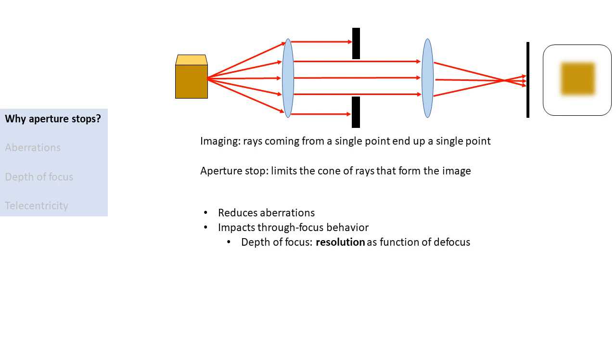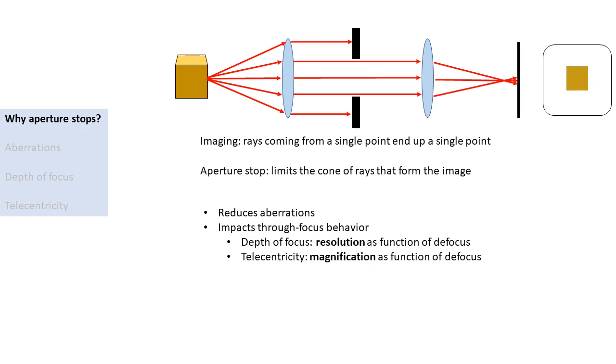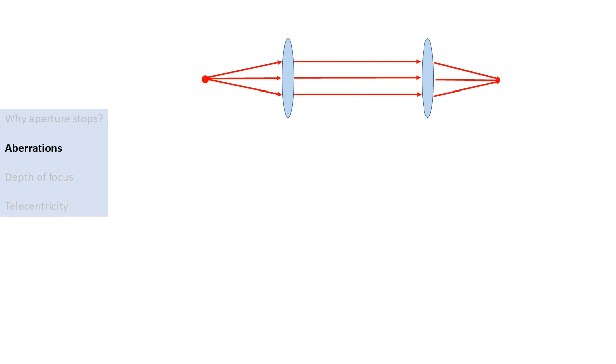Another property of the imaging system is how the magnification changes as a function of defocus. As the screen moves out of focus, the magnification of the image may change, while at the same time the resolution decreases. In the case of a completely telecentric imaging system, the magnification remains constant as you move the screen out of focus. So let's see how an aperture stop may help reduce the impact of aberrations.